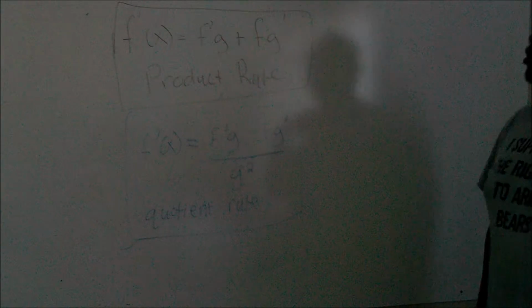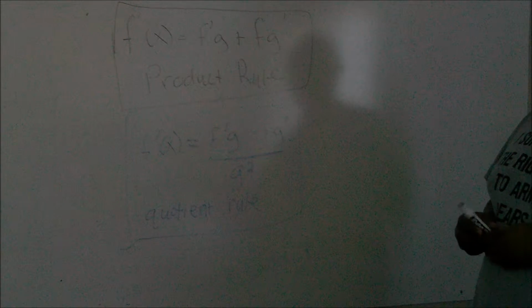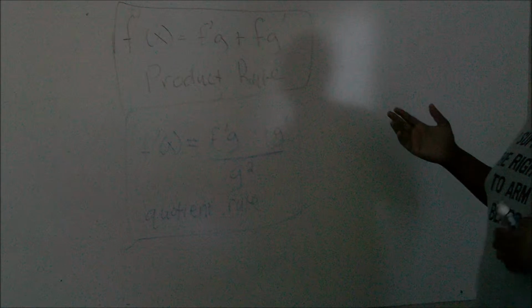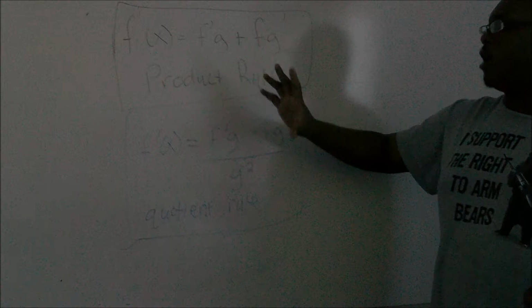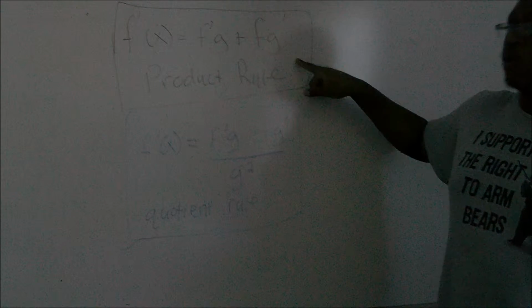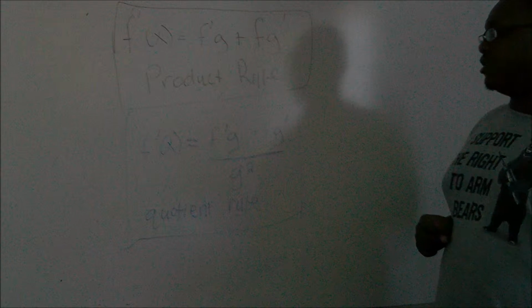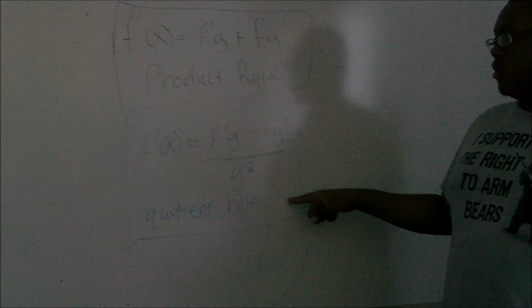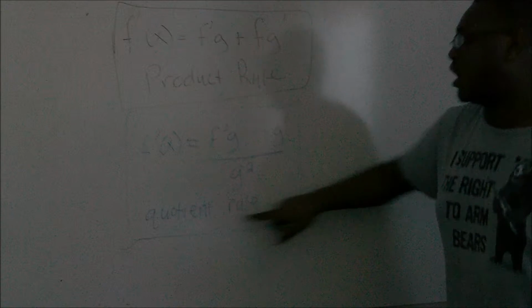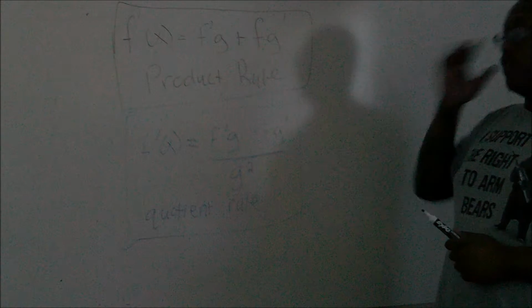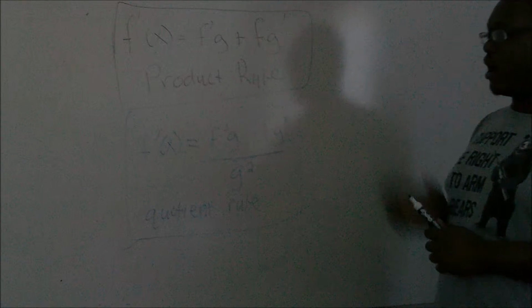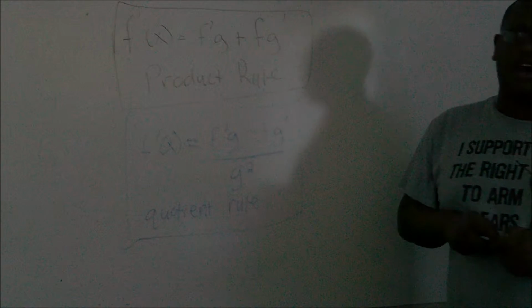So we have both of these rules up here, and if you get confused on which one to use, it's kind of in the name. The product rule, when you have two functions that are multiplied times each other, you use the product rule. When you have two functions that are divided by each other, you use the quotient rule. So we have these two definitions, and let's do a couple examples so we can get this solidified in our head.